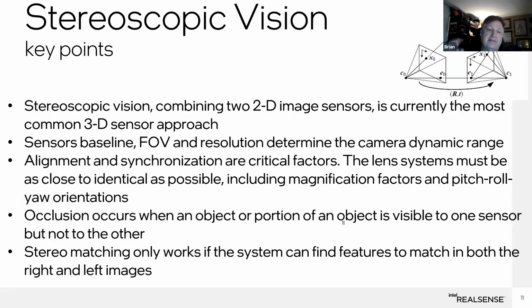And stereo is very important as it matches features in both left and right. So it's important to have texture. It's important to be able to distinguish, in the picture on the left, which pixel is which pixel.